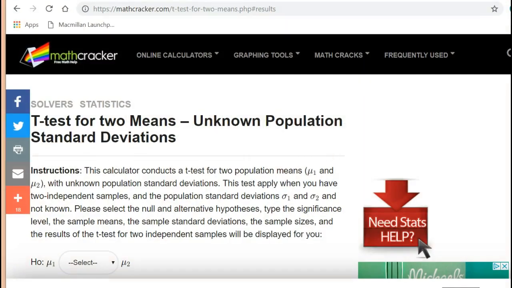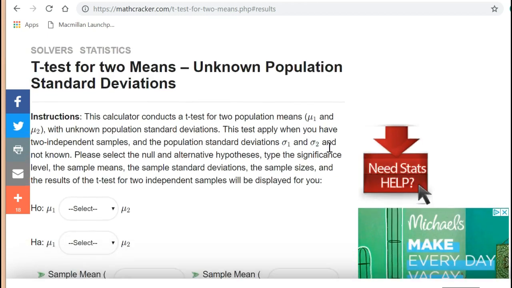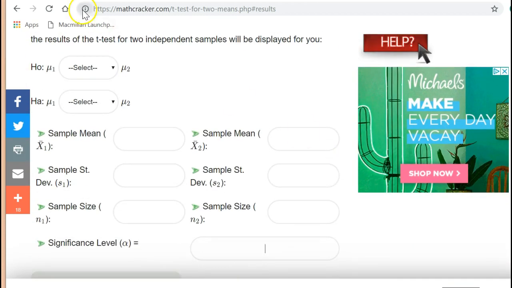Here we have the online applet, and so we're going to go through and fill in the different pieces. The different pieces we fill in are given to you on the top of page 22. So we're going to start out by selecting our hypotheses. Under the null hypothesis, the two parameters are equal to one another, and under the alternative, they're different. Next, we're going to enter the information from our first sample.